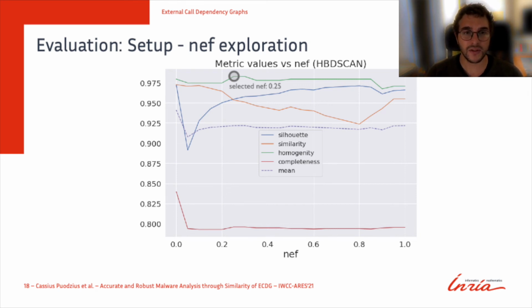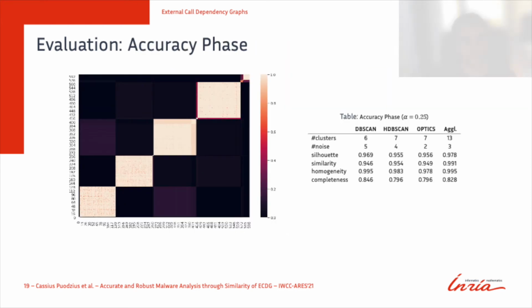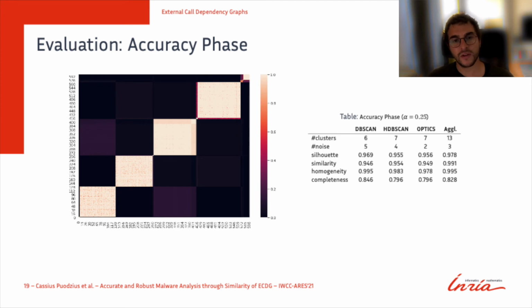It shows the metrics for different values of NF using HDBScan. We choose this profile to guide our selection for the NF value because HDBScan provided the best results overall. Furthermore, we decided to pick homogeneity as our main metric, which fixed the value of 0.25 for the NF. We then follow the accuracy and robustness paradigm in our evaluation.